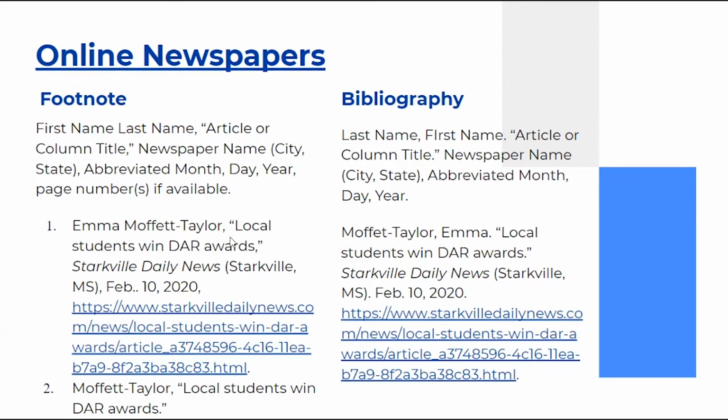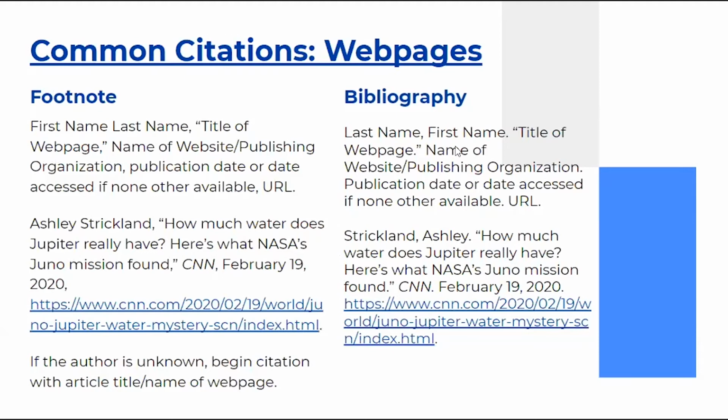If you are citing an online newspaper or print newspaper and there is not an author name, you'll just start right at the article title. So say we didn't know who this author was, we would start it with local students win DAR awards. That's just go to the next available information that you have. So citing web pages is, again, like we just mentioned, cite with the best information that you have.